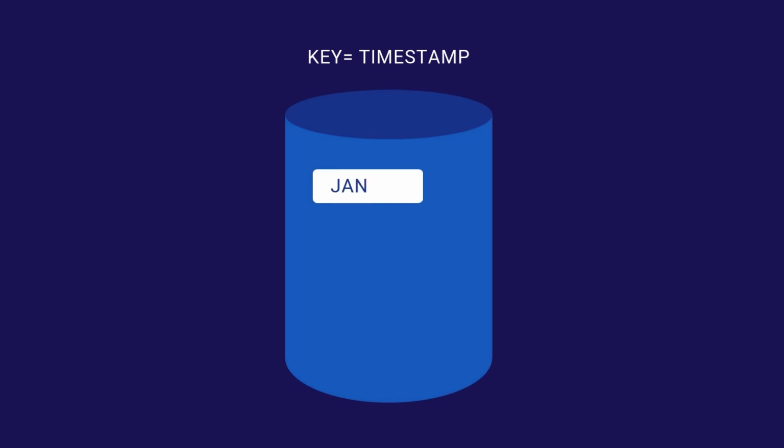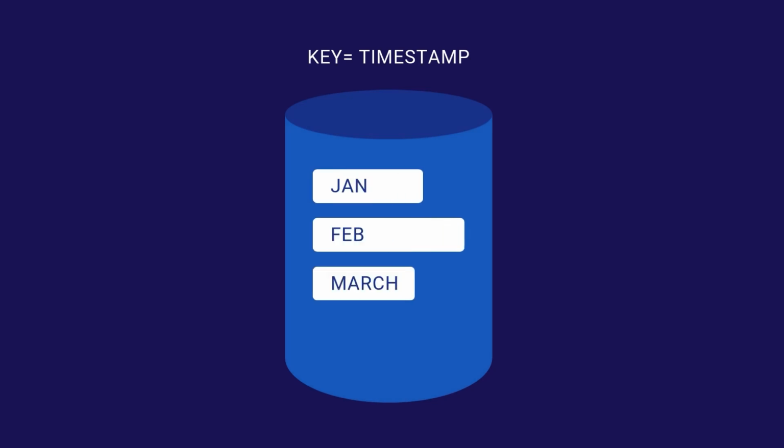That sounds neat. But what happens if, say, March contains a lot more sensor data than other months? Wouldn't that create an imbalance? Exactly. That's called skew, and it's a common challenge with key range partitioning. If the boundaries between your partitions aren't chosen carefully, you can end up with hotspots, where one partition receives significantly more reads or writes than others.